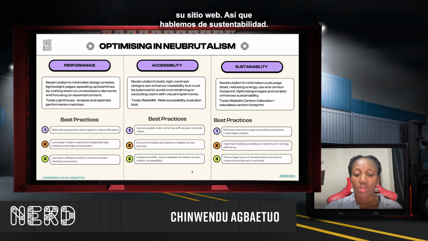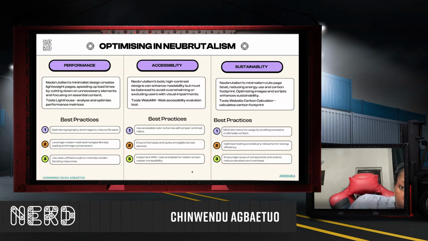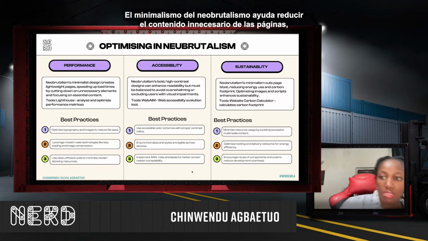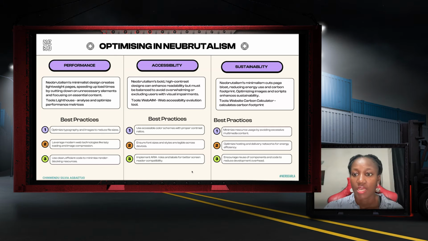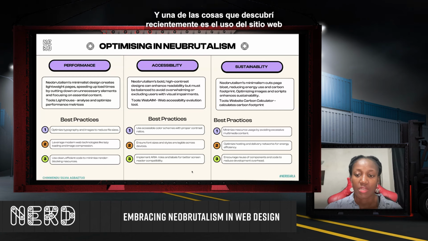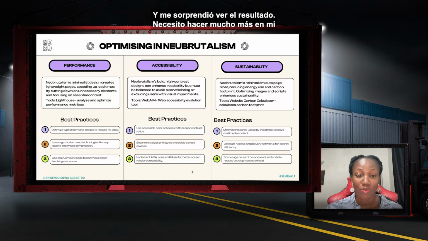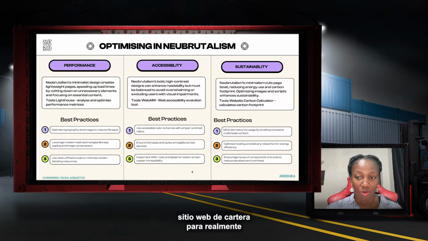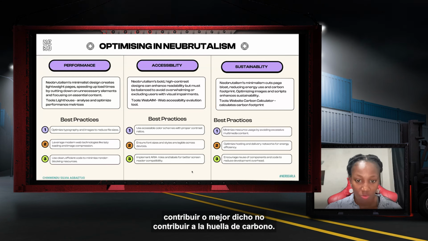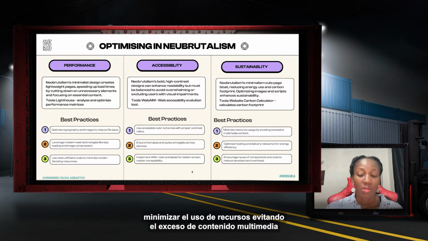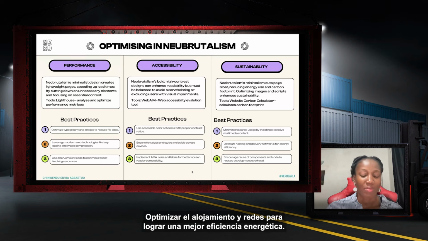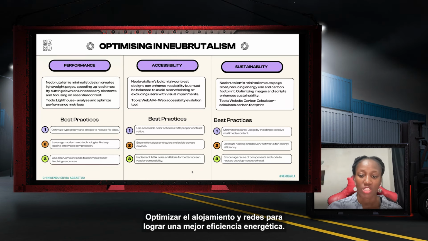So let's talk about sustainability. Neobrutalism's minimalism cuts website bloat, reducing energy use and carbon footprints. And one of the things I recently found out about is the Website Carbon Calculator. And I was shocked to see the result. I need to do much more on my portfolio website to actually contribute, or rather not contribute, to the carbon footprint. Best practices: minimize resource usage by avoiding excessive multimedia content, and optimize hosting and delivery networks for energy efficiency.